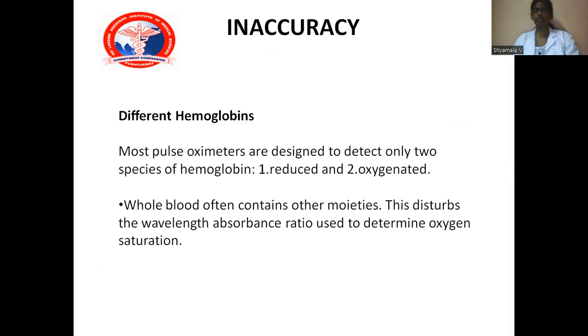So before going to inaccuracy of pulse oximeter reading, let us briefly revise whatever we have discussed till now. So we all know that pulse oximeter is of two types, transmission pulse oximetry and the reflectance type pulse oximetry. It follows the principle of spectrophotometry, and it follows Beer-Lambert's law.